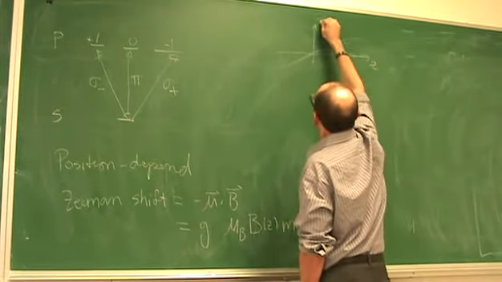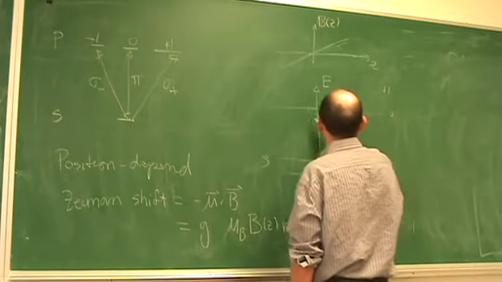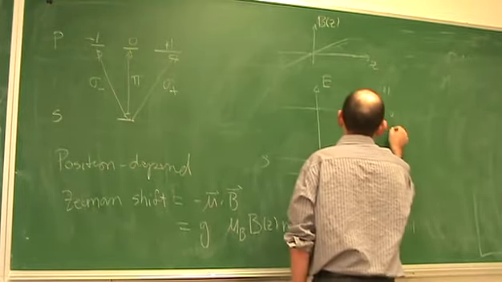All right? So let's look at what this energy level diagram looks like as a function of position. Well, the S state is unshifted. The P state, the M equals 0 in this simple model, is unshifted. But then we have the M equals plus 1 and 0, and the M equals minus 1.